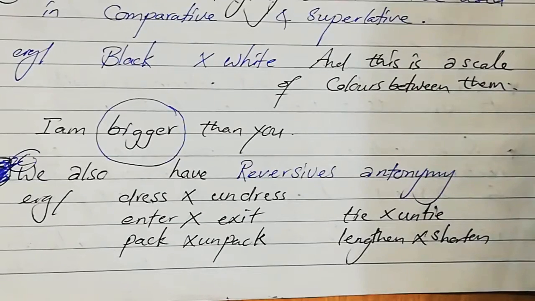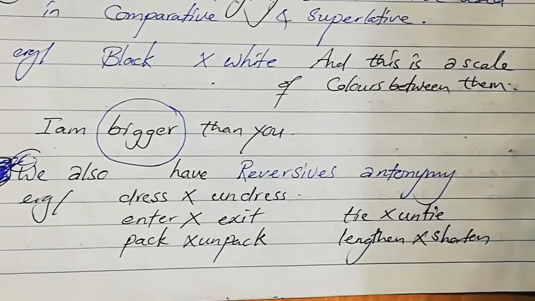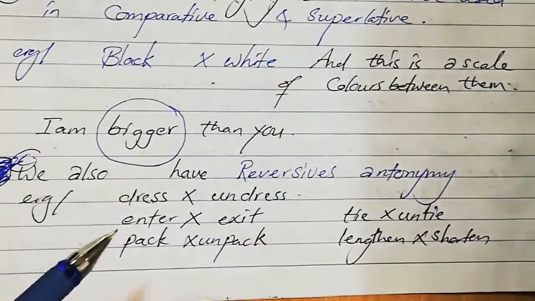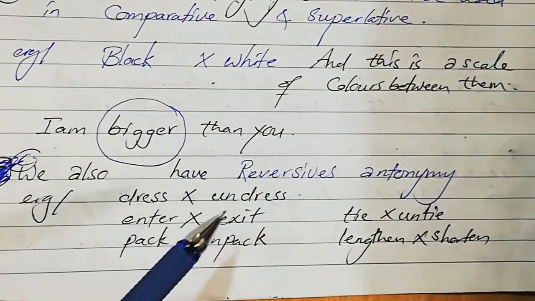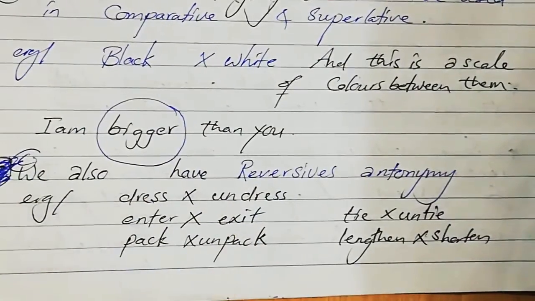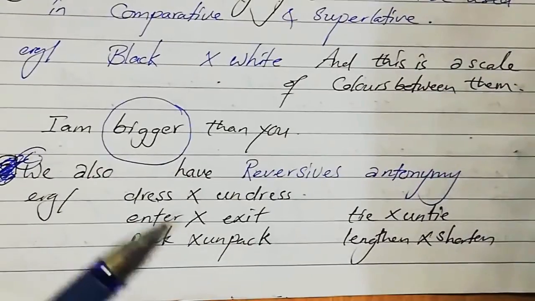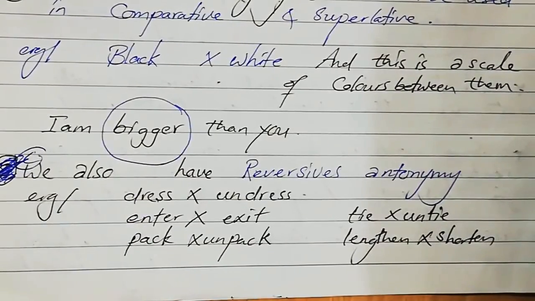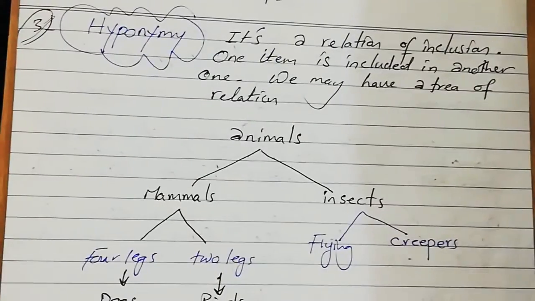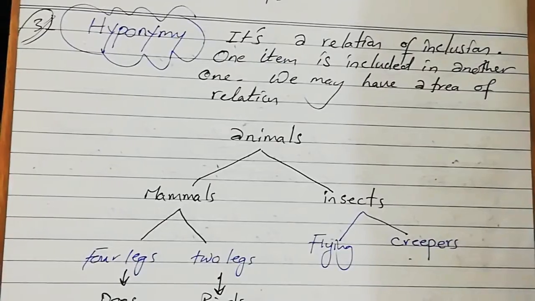So, antonymies of this type are called reverse antonymy. Okay, just like dress, undress. Okay, enter, exit, tie, untie, lengthen, shorten. Okay, etc.